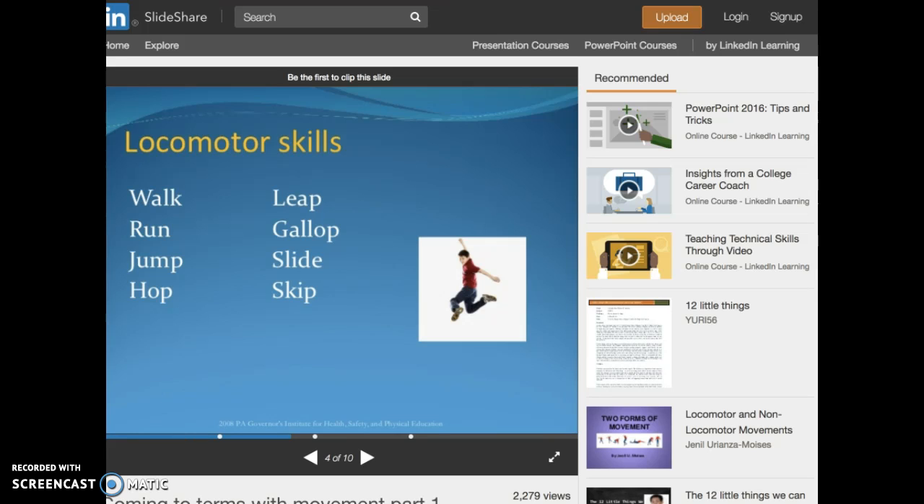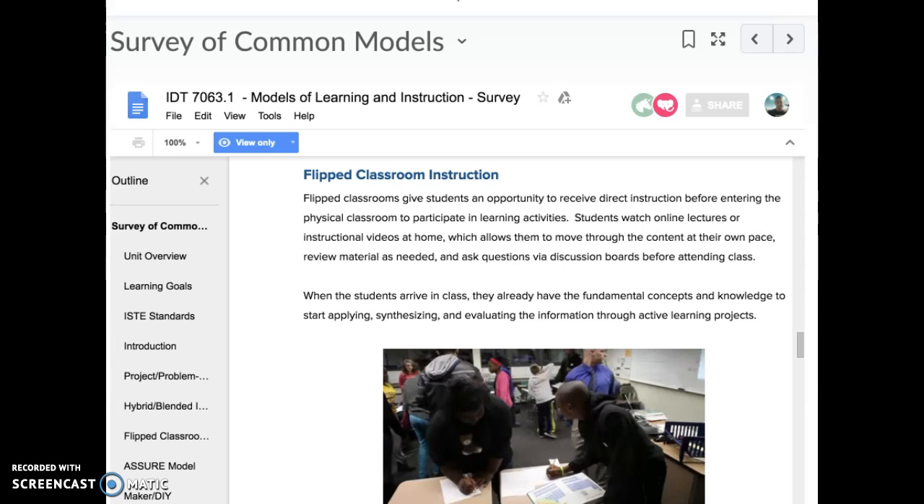The overall unit objective is for the students to learn the different locomotor skills and to be able to execute them properly. I will do this through Flipgrid, where I will upload instructional videos of the different locomotor skills. The students will be required to review videos and ask questions on the discussion board before class. That way, they will already know how to perform the different locomotor movements with the correct technique.